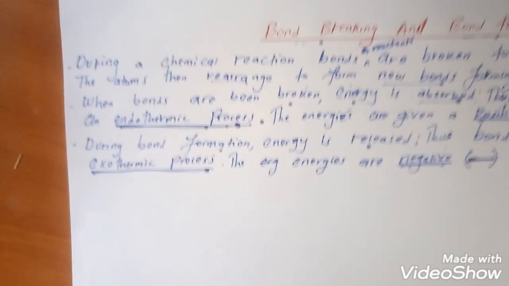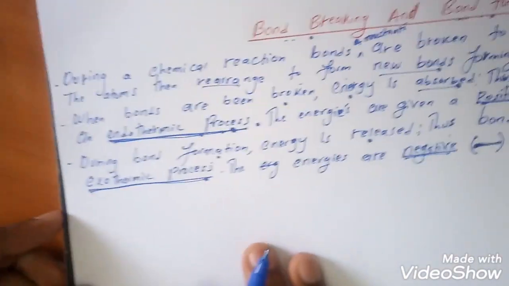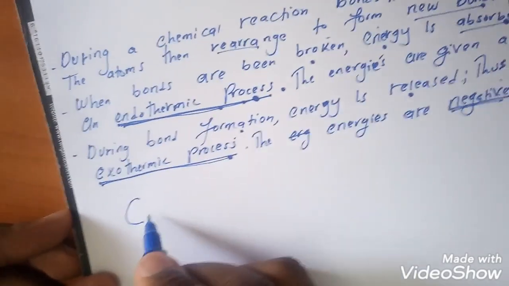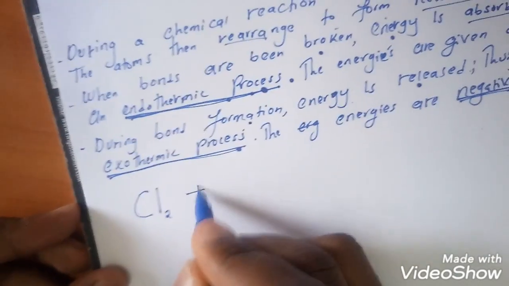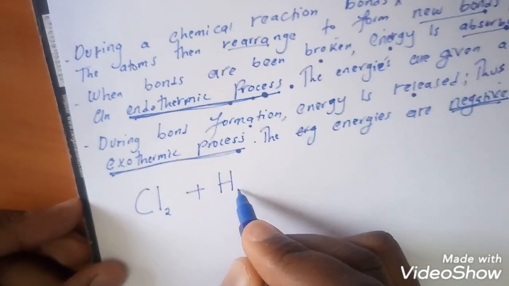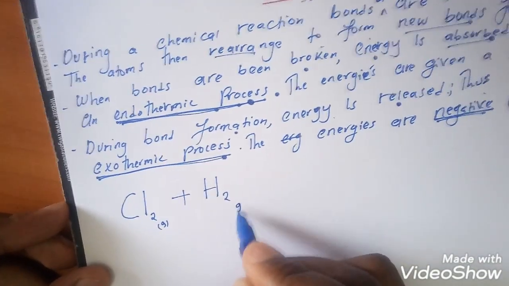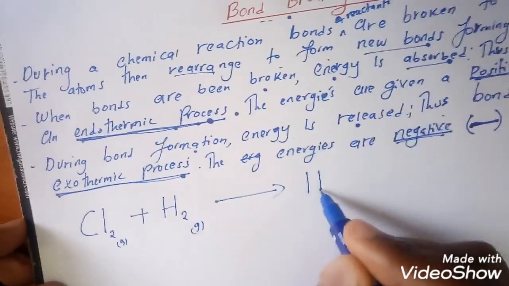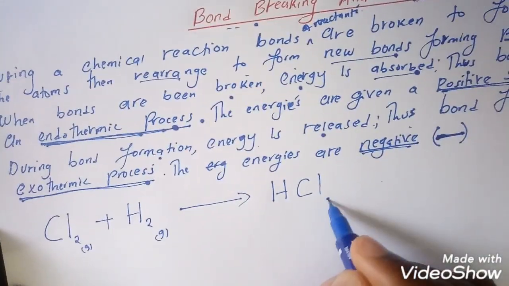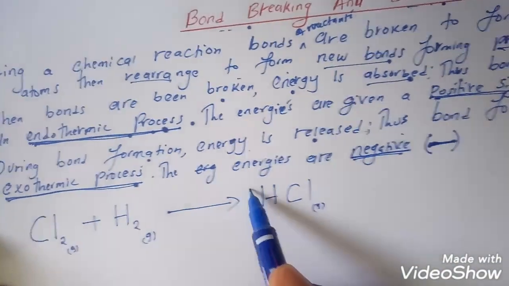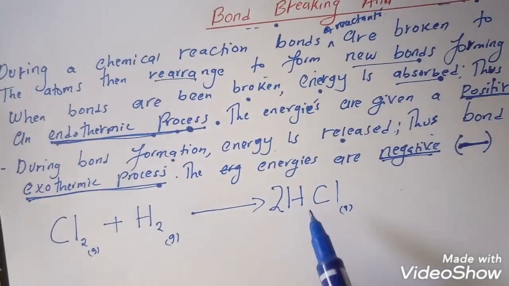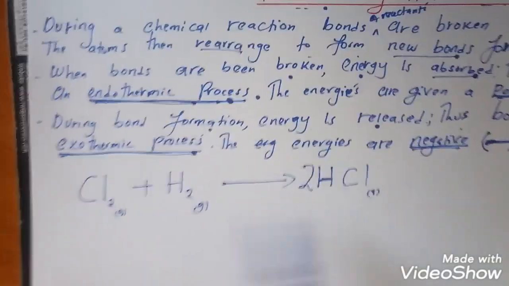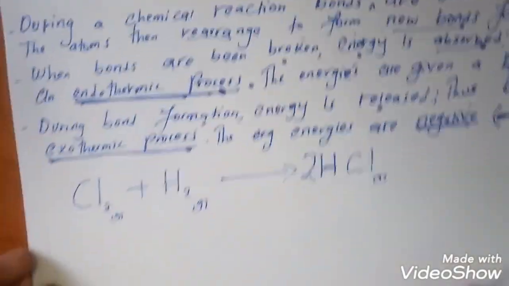Now, let me explain a little bit what we are saying here. And I'll start with a very simple reaction. Assuming chlorine is reacting with hydrogen gas to form hydrogen chloride gas. And when you balance the equation, you should put a 2 there to balance the number of atoms. Now we have 2 hydrogen atoms on both sides and 2 chlorine atoms on both sides.